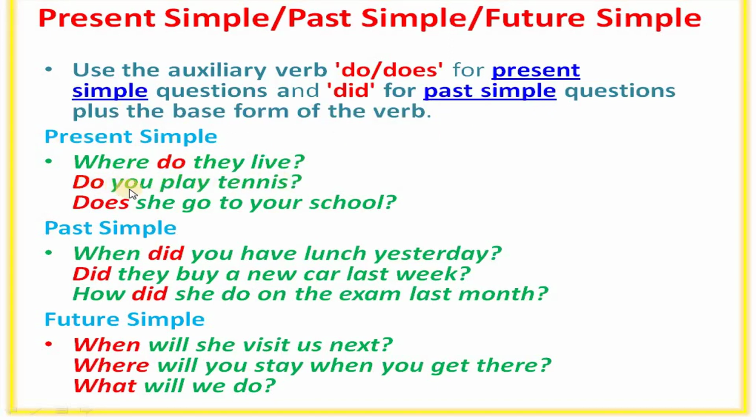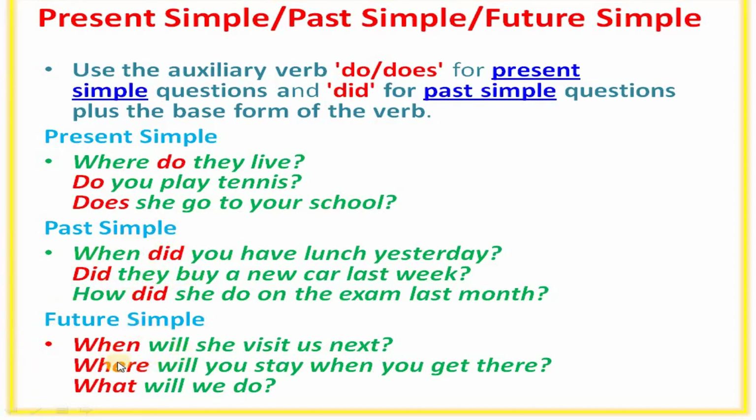It is a yes or no question. Does she go to your school? Here third person singular, then only we use does in present simple. Again past simple: When did you have lunch yesterday? Did they buy a new car last week? How did she do on the exam last month? So here see, for all past tenses, only one do form, that is did, we can use while framing questions.